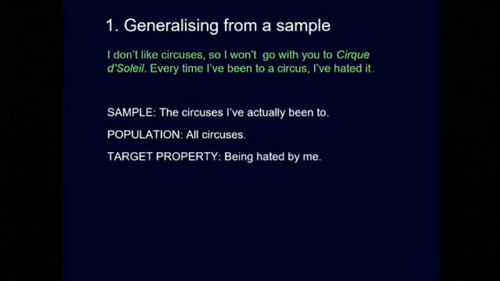And here's just an everyday example. "I don't like circuses, so I won't go with you to Cirque du Soleil. Every circus I've been to, I've hated it." So this person is generalising from a sample: the sample of circuses they've been to and experienced, and they're generalising that to all circuses. The target property is whether I'm going to enjoy it or not, something like that. Being hated or not by me.